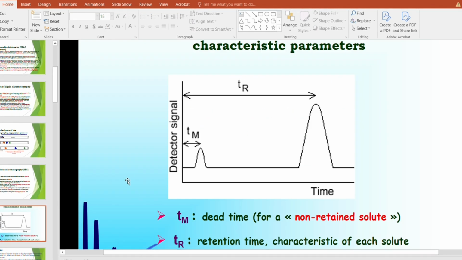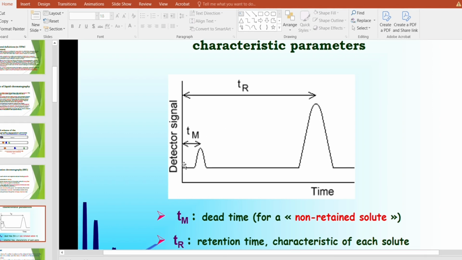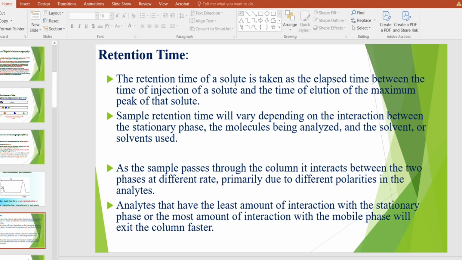Now this is my chromatogram. Usually the chromatogram, or you can say this is my detection signal, is plotted versus time. This is my retention time, and this is for the smaller peaks. Retention time of a solute is taken as the elapsed time between the time of injection of a solute and the time of elution of the maximum peak of that solute.